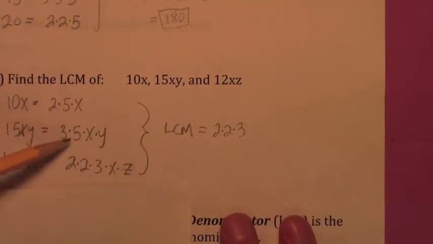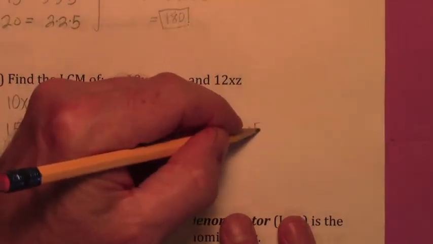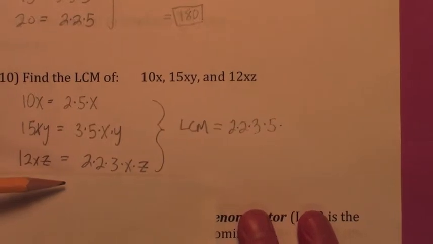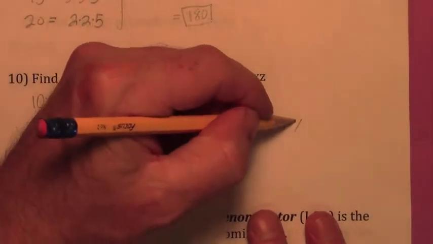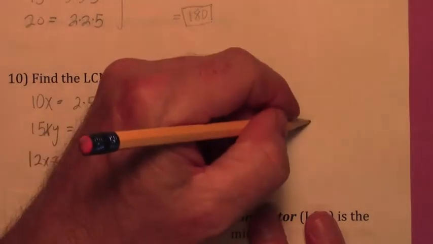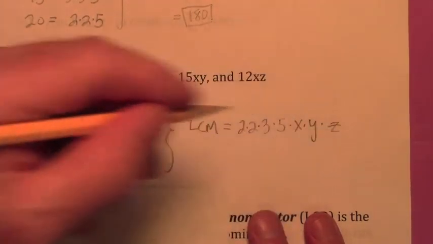These each have 1 5, this has no 5's, so you just need 1 5. Now in terms of the variables, you treat them the same way. They each have 1 x. So how many x's do you need? Just 1. This has a y. None of the other ones do, so you just need a y. And then the last one has a z, so you got to have a z.